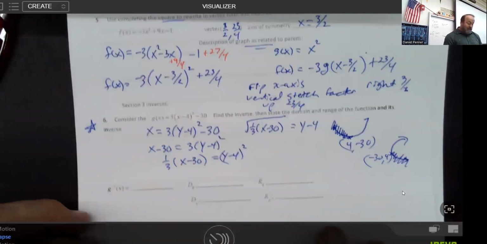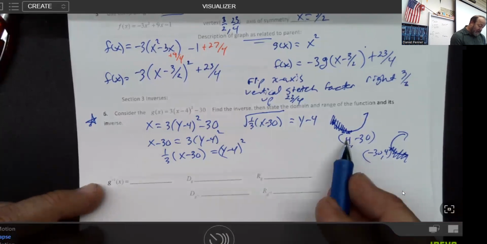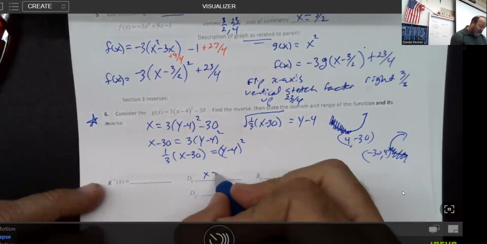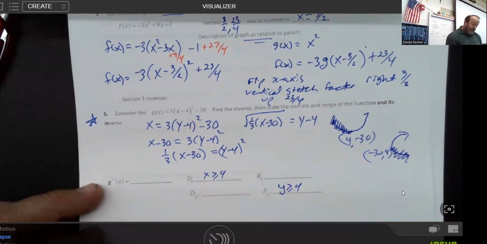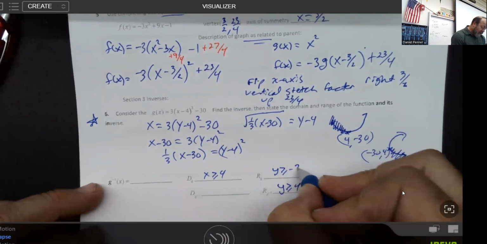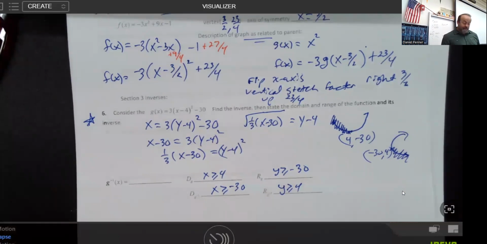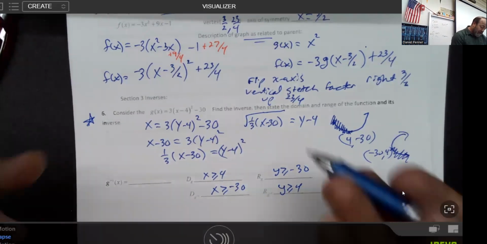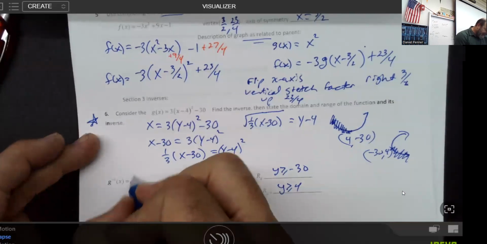So what I know is somehow I have to be in a position in the original graph where X is above 4, which means Y should be at least 4. My original range was that Y is greater than or equal to -30, so X should be greater than or equal to -30. And of course, the only thing left to do to finish this is to move the 4 across, and so we're good.